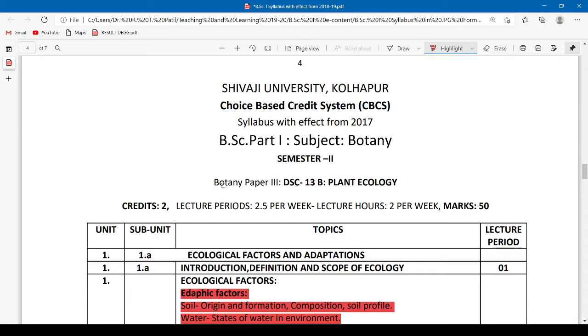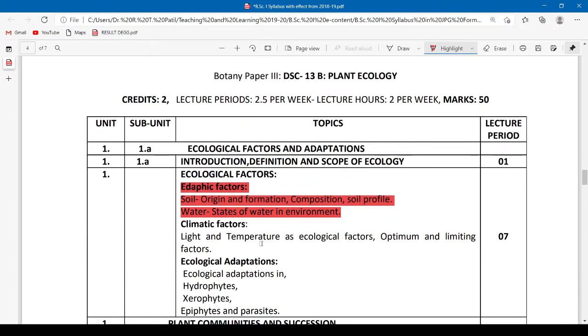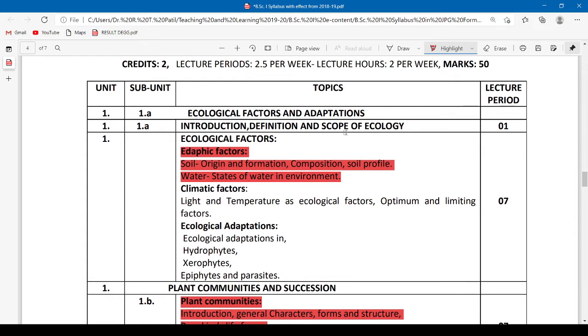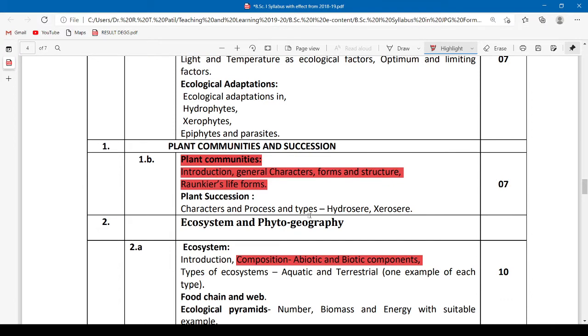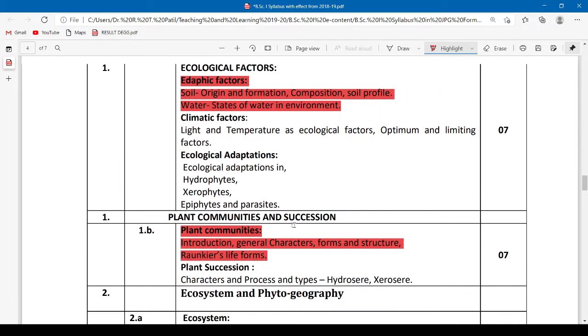Dear students, I will teach you botany paper 3. The code of the paper is B.Sc 13B and the title of the paper is plant ecology. Now in this paper, what is the syllabus for the examination, that we will discuss here. First of all, the paper consists of two units. One unit is ecological factors and adaptations, and the second unit is ecosystem and phytogeography.